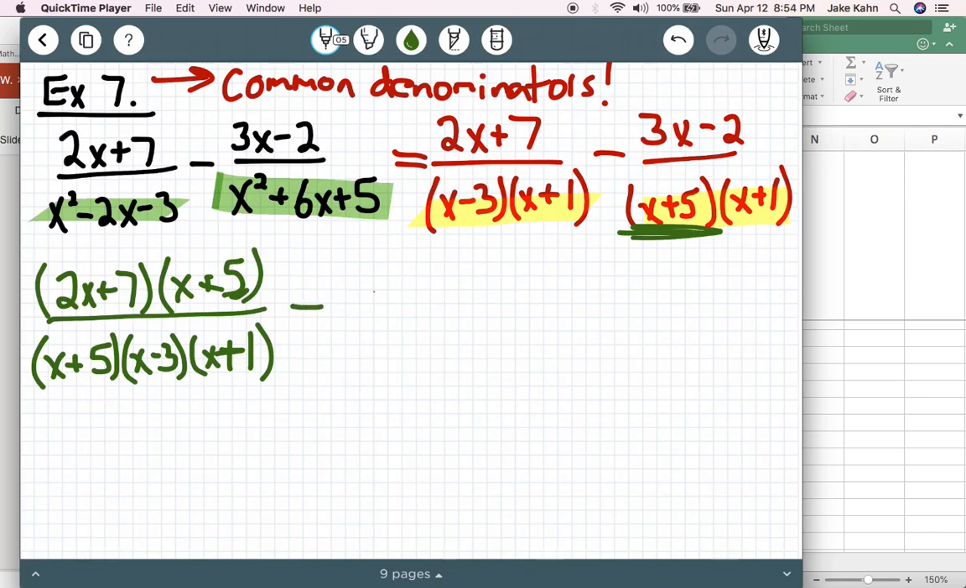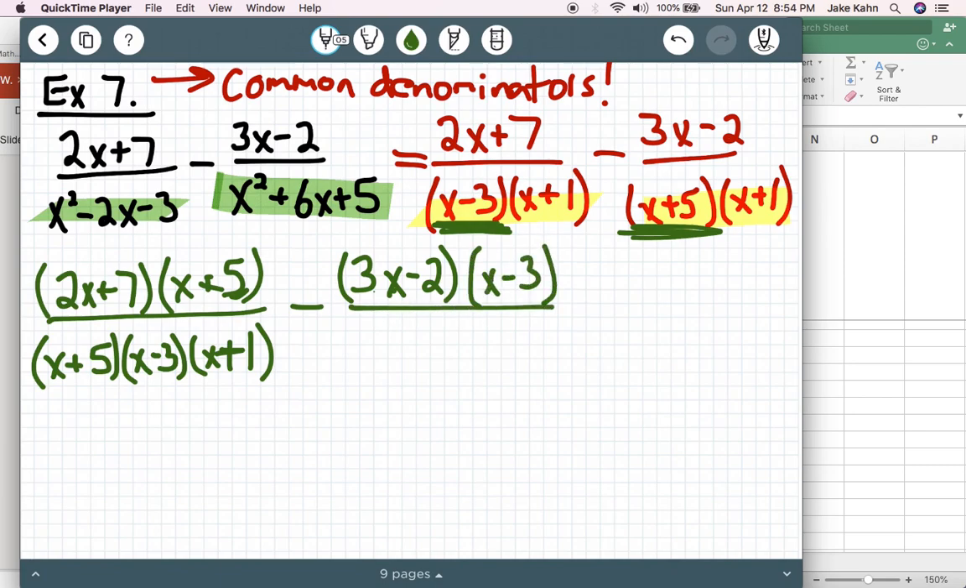Okay, what are we going to multiply the second fraction by? We're going to multiply it by what's missing on the bottom. We have x plus 1 and x plus 5, but we don't have x minus 3 on that second fraction. So that's what we're going to multiply by on top and bottom. We're going to have this 3x minus 2 times x minus 3, and then on bottom, we're going to have x plus 5 times x minus 3 times x plus 1.